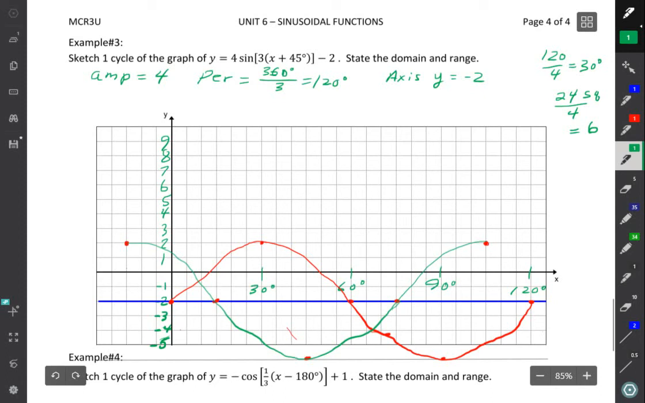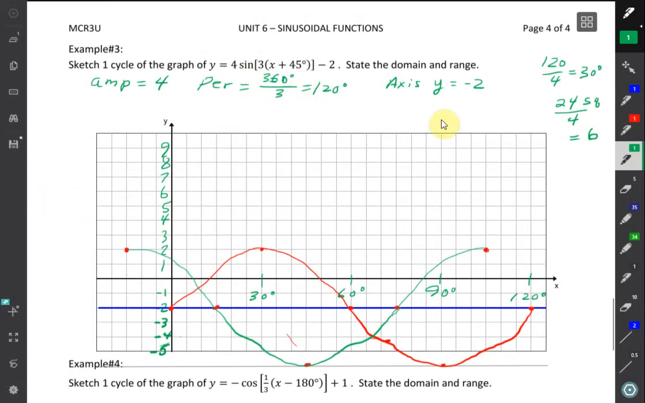And now we have one cycle of this graph sketched. Now we just need to do our domain and our range. Once again, our domain is x element of R, and that will be true for all sinusoidal functions except in an application where it may stop. For example, if the x-axis was time, we don't go below 0 in time. But in general applications, domain will be an x element of R for general graphs.